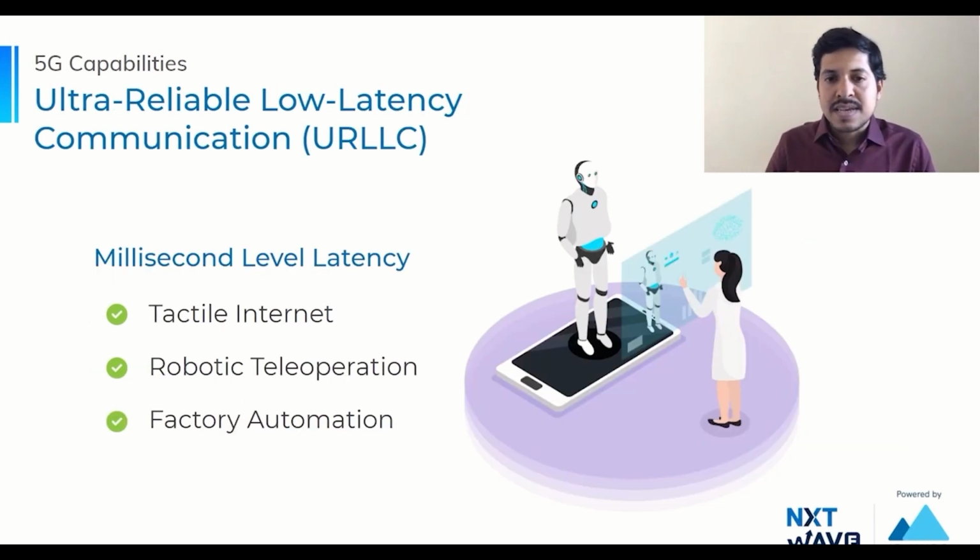The second use case is ultra reliable low latency communication. So in the next generation, there are a lot of use cases around tactile internet and robotic teleoperation and factory automation. So for example, there is a robo that is moving around in a warehouse or factory, and you need to control that robo from a remote location. So imagine a remote human driver sitting in some back office who has a screen in front of it where it is seeing what the robo is seeing, and it needs to drive the robo.